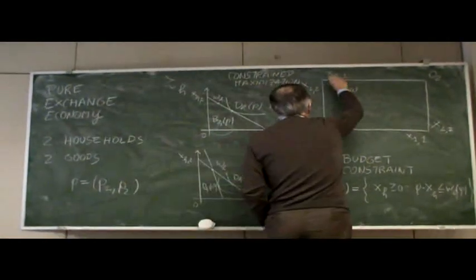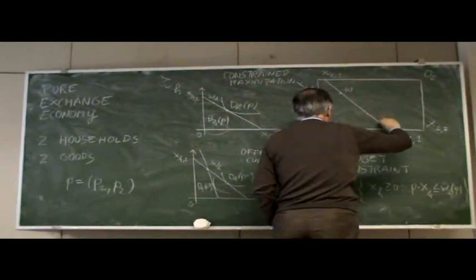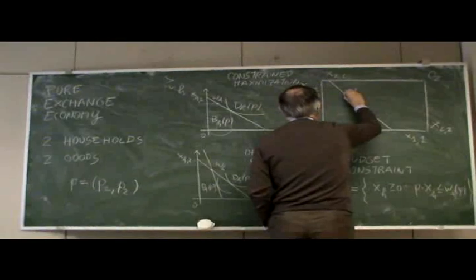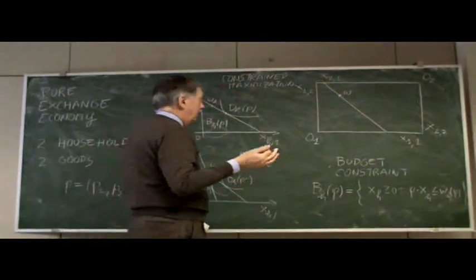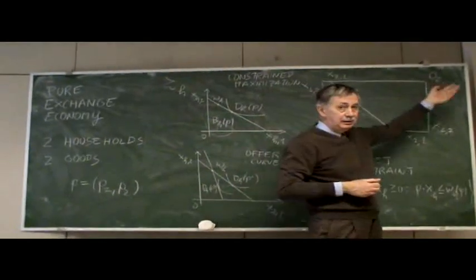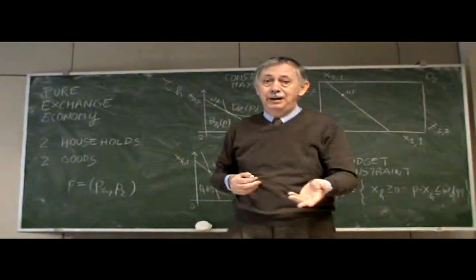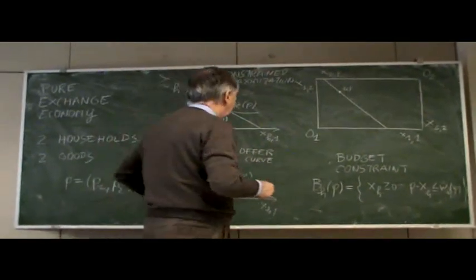And also the budget line which passes by omega, given the price system p, represents both the budget line of subject 1 and the budget line of subject 2. Do you remember? It's a well-known property of AdvMicro03.